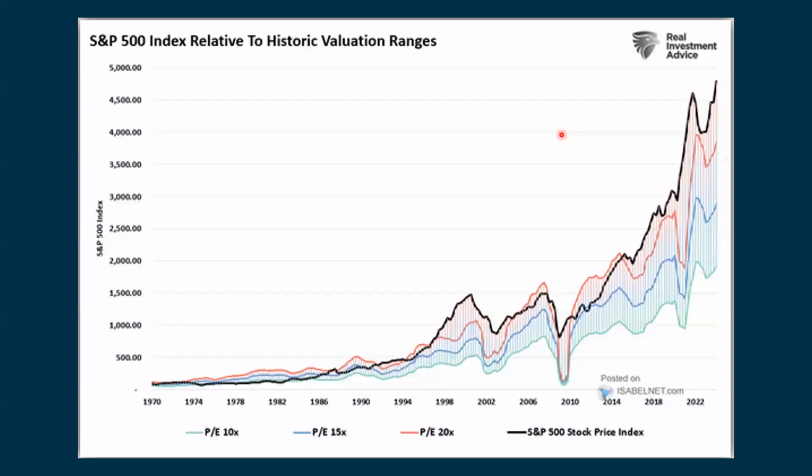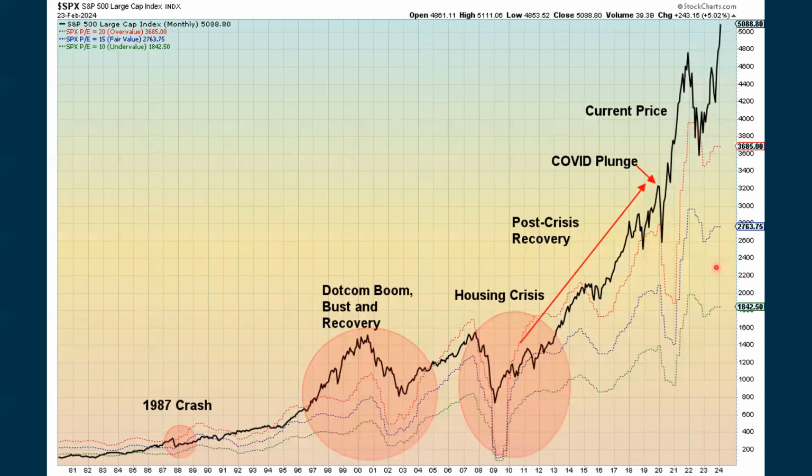Another way of looking at this is put up by Real Investment Advice. This is pretty much that same chart. The black line is the S&P. Then we have the PE ratio of 20, 15, and 10 on the bottom, also showing that historically we are overvalued. This can also be compared to different events that have happened going back to 1980 and what the valuations were at that time.